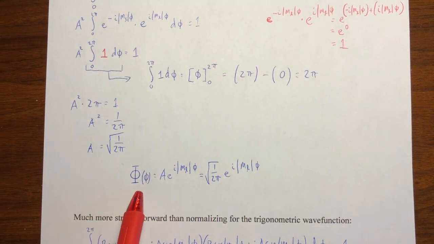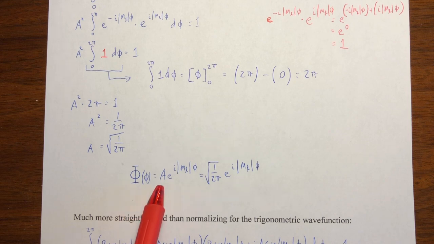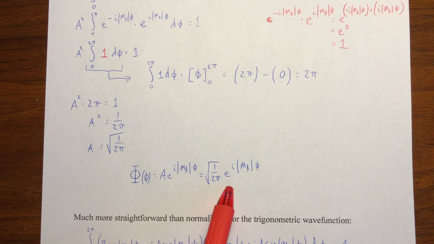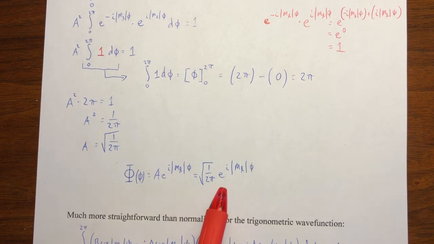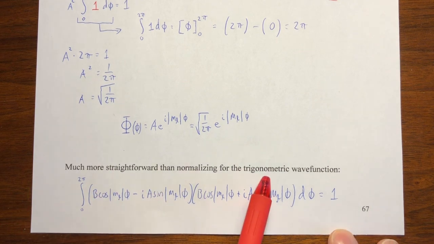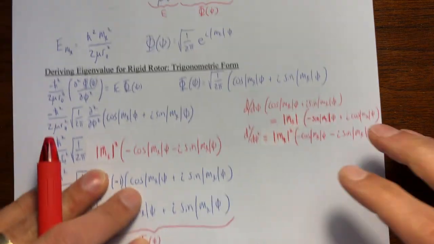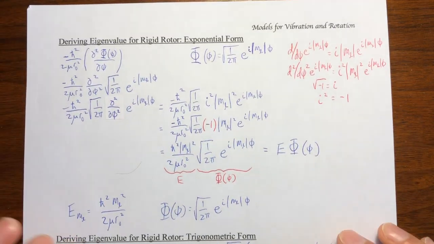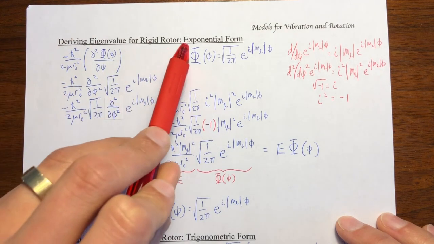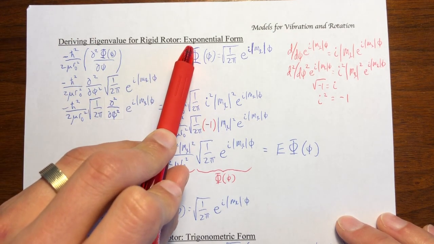So we have a rigid rotor wave function equal to A, our normalization constant, times e raised to the power of i m sub l times phi, which is just equal to the square root of 1 over 2 pi times e raised to i m sub l phi. Now, I would argue that this is much more straightforward than normalizing the trigonometric wave functions, which is shown here. So now that we have our normalization constant, we can derive our eigenvalue for the rigid rotor model, and we're going to do this twice, the first time in the exponential form.